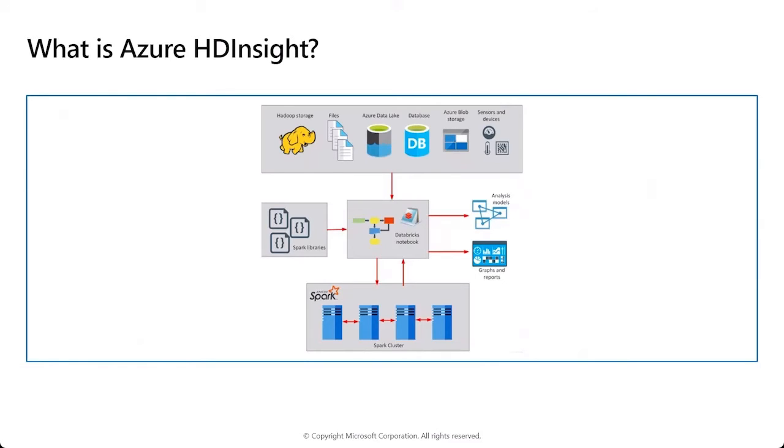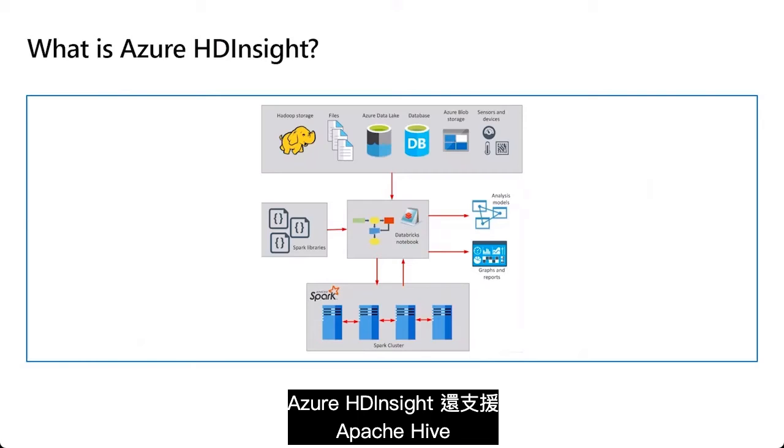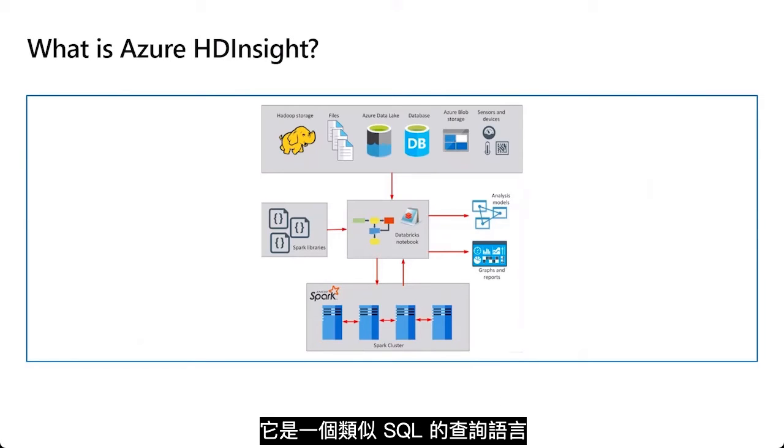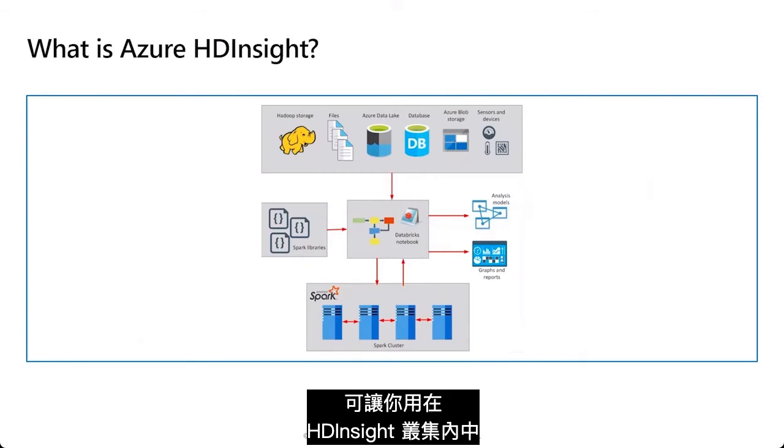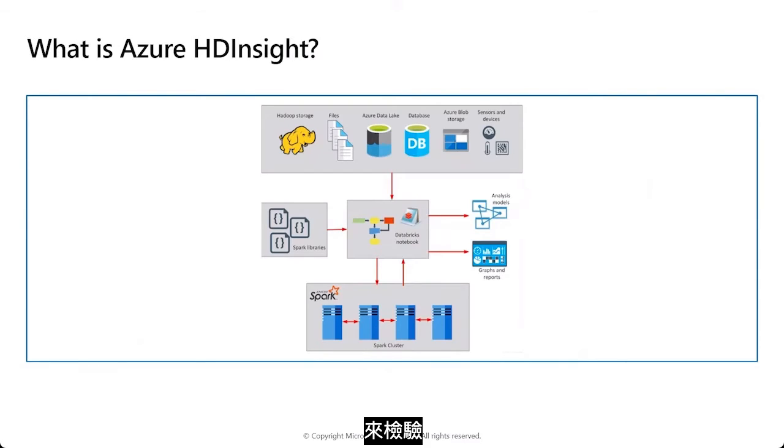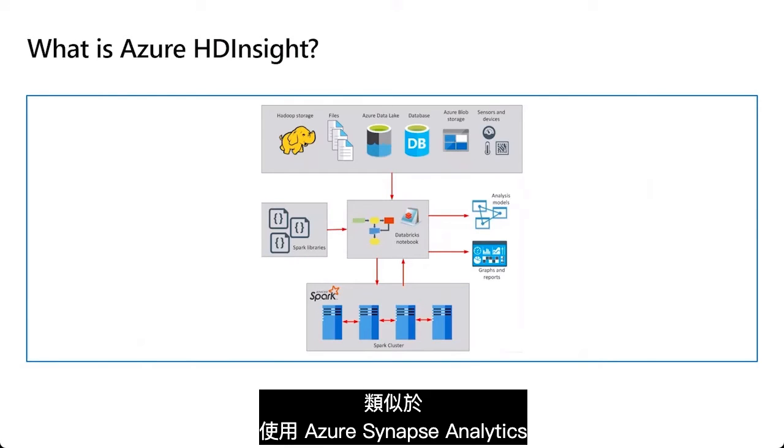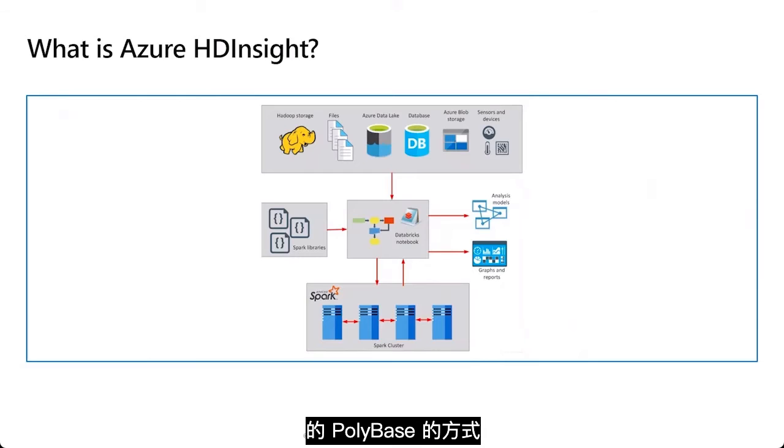Now, Azure HD Insight also supports Apache Hive, which is a SQL-like query facility that you can use within an HD Insight cluster to examine the data that's held in different formats. Then you can use it to create, load, and query external tables in a similar way to how you would use Polybase in Azure Synapse Analytics.